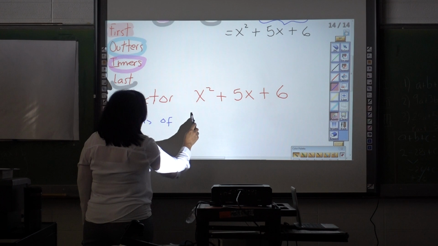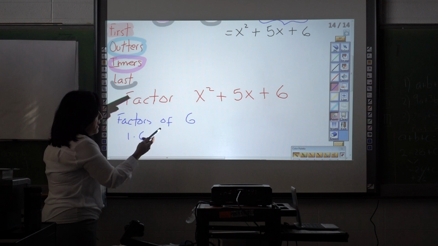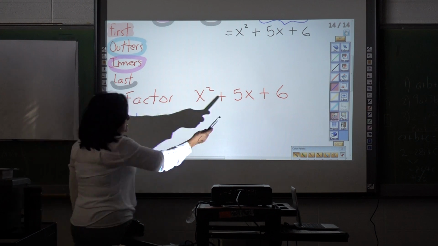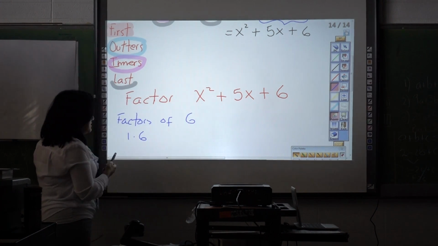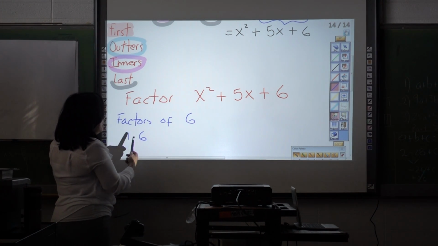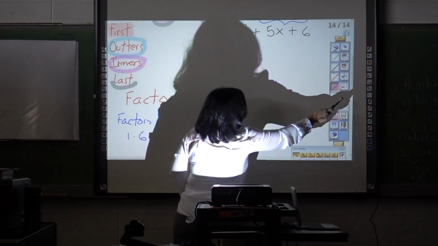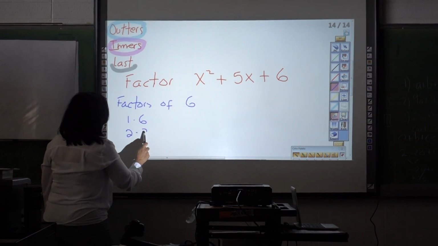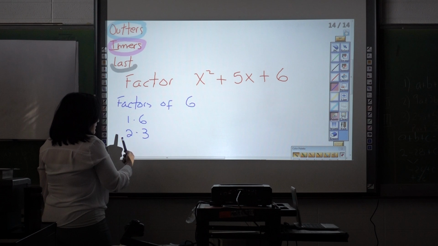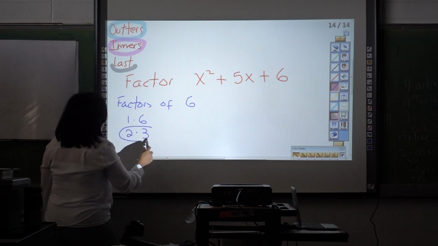So I can say, okay, 1 times 6 gives me 6. This is positive, so the answer is going to be positive, because the multiplication has to be positive. So 1 times 6 is 6, but if I add these two, do I get 5? No. So what are the other two factors? That'll be 2 times 3. These factors give me 6 if I multiply, but if I add them, do I get 5? Yes. That means this is exactly what I need.